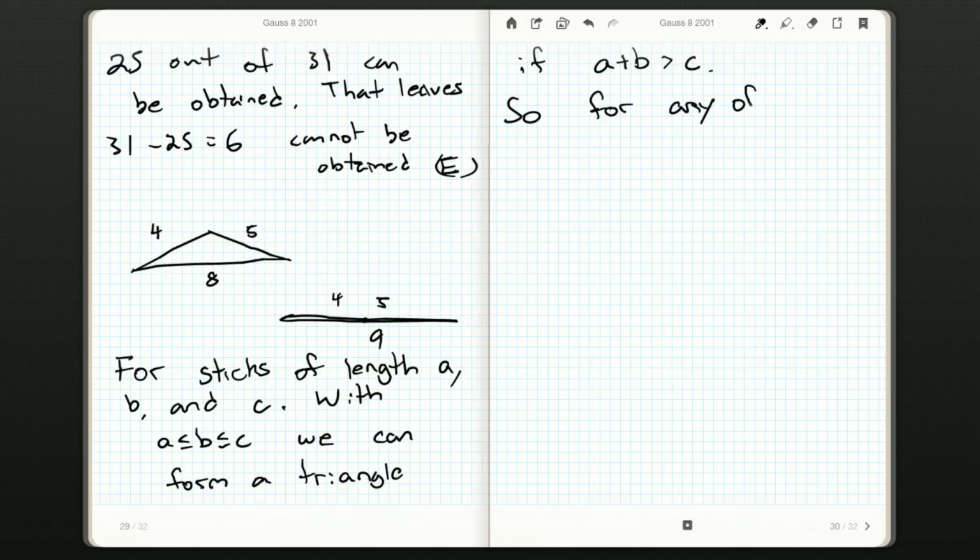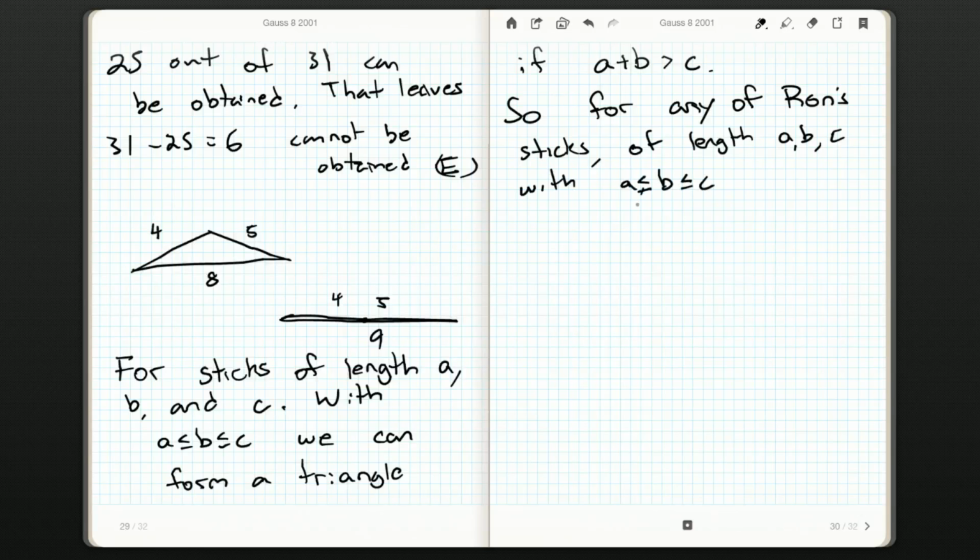For any of Ron's sticks of length A, B, C, with A less than or equal to B less than or equal to C, if we take any 3 of Ron's sticks, we can order them. And we know we can't form a triangle with them. So we can't have A plus B greater than C, so we must have A plus B less than or equal to C. Okay?